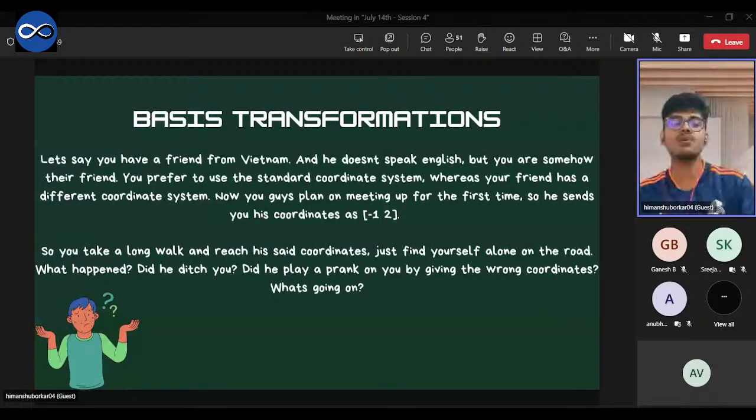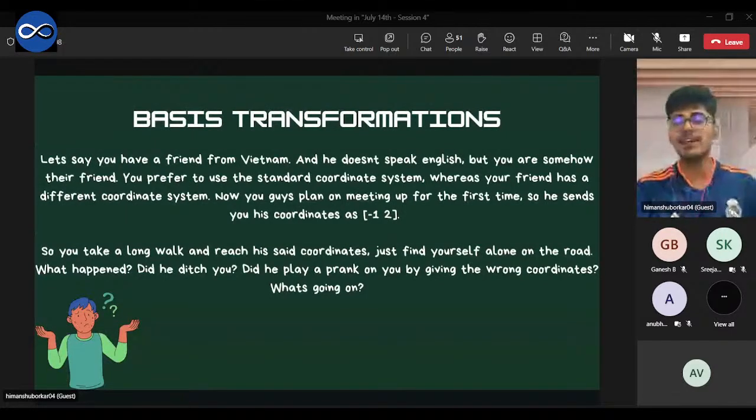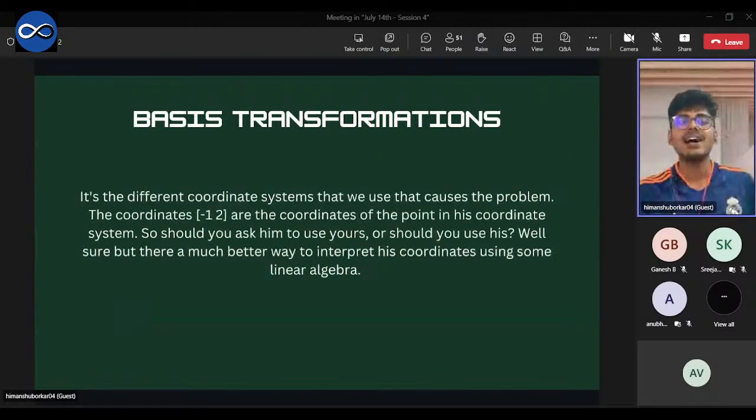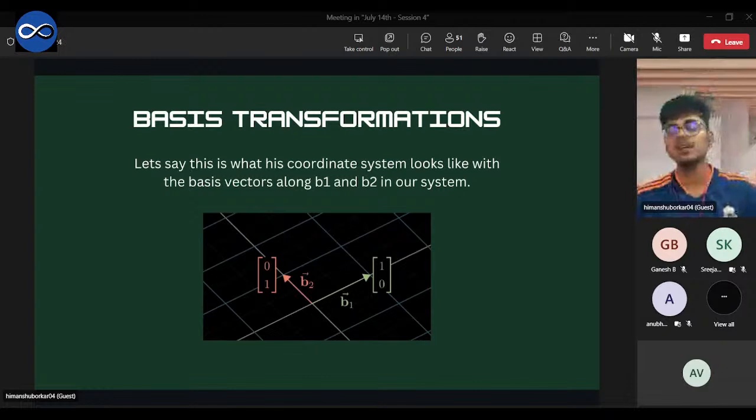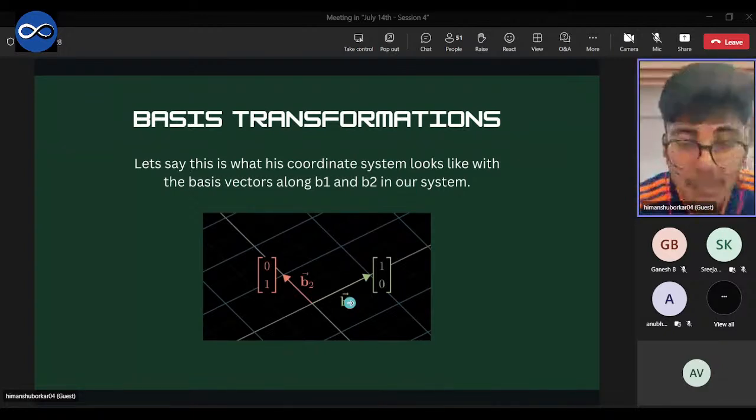So how do I reach his coordinate system without being a pain for him? Well, I could just ask him, like I could just use my translator for this, right? So as you can see, we need to implement some linear algebra to get to his coordinates, to get to his location. So let us say that his basis vectors, instead of the normal standard basis vectors, are b1 and b2.